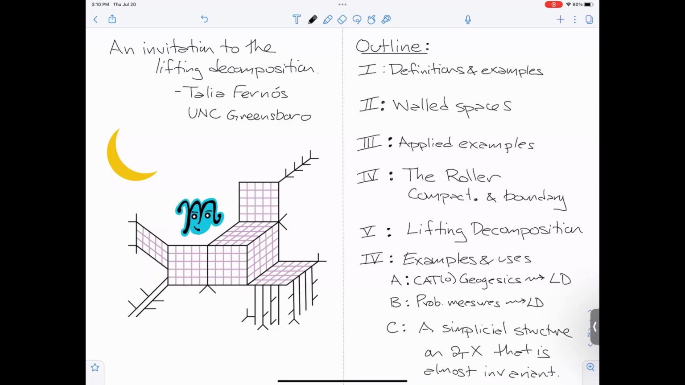I would really like to genuinely invite you to find new applications of this technique of lifting decomposition. That over there is from a different talk, a slide I made, that is supposed to be like a measure on a cat-zero cube complex, but it's also like a nighttime story.